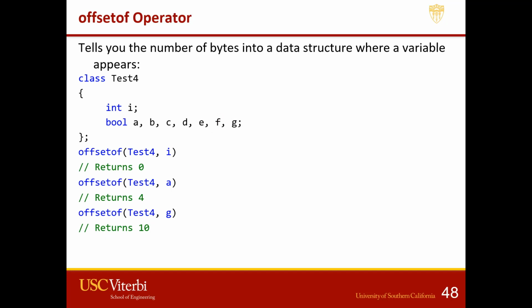Some people ask, it's a good question, what if I had used the bool bit trick here and I had said that each of these is a one-bit bool? What would then happen if I say offsetof test4, comma G? I believe that that's a compiler error. It would say, no, I can't do that because offsetof returns the byte offset, not the bit offset.